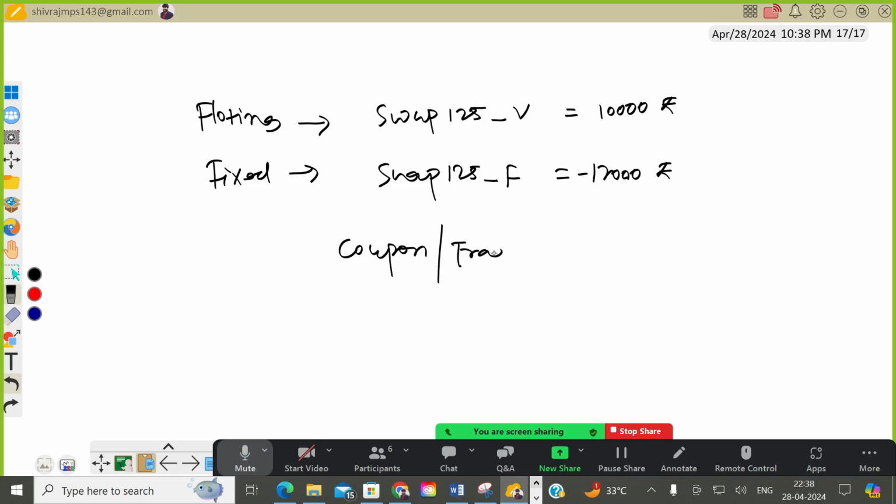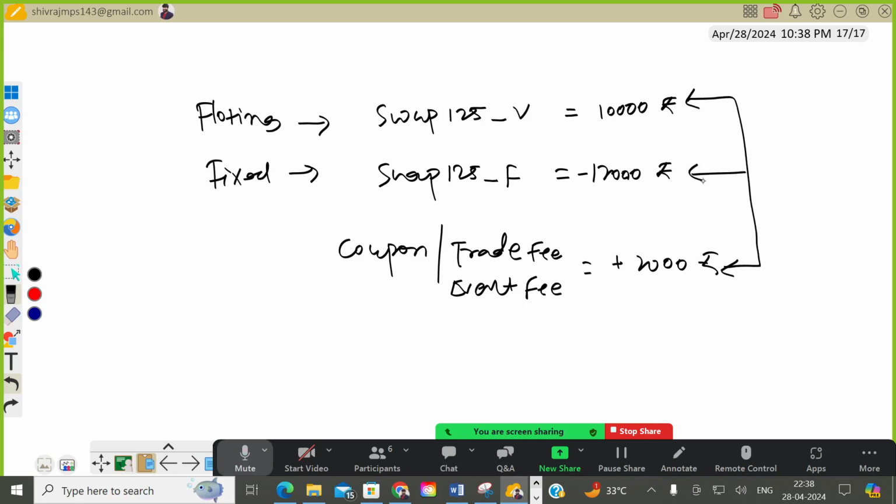coupon, trade fee, or event fee. And this will be 2,000. So this 10 plus 2 will tie with 12,000. This is how recon works at ground level. It means if you join any fund accounting firm or investment bank or broker, you will have to perform recon like this.